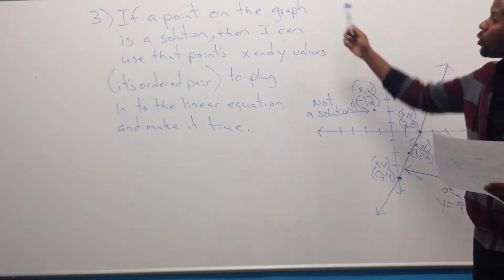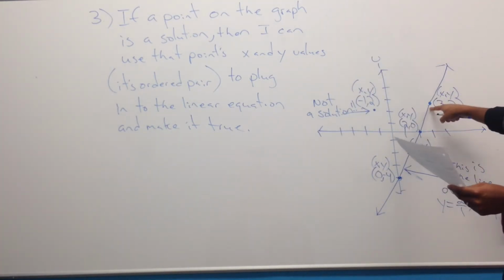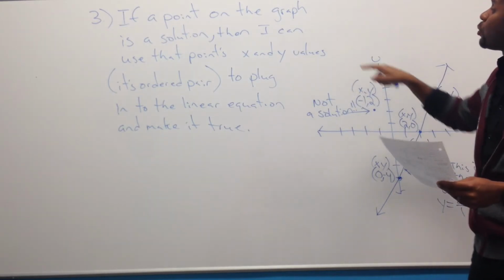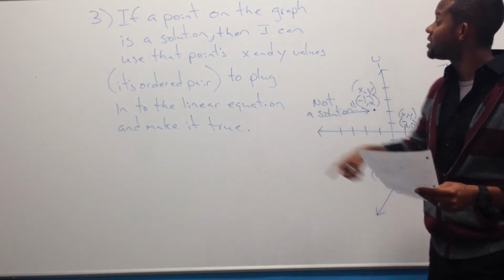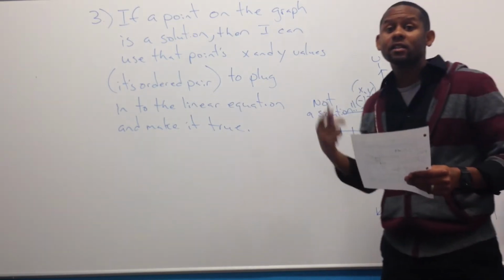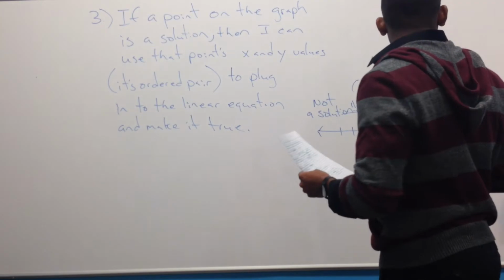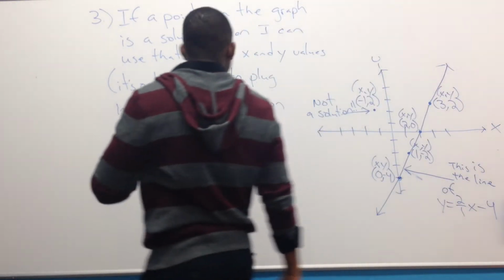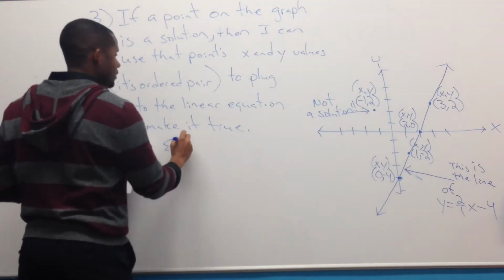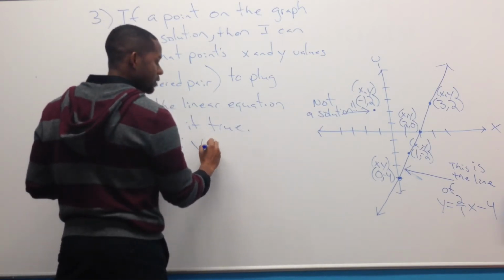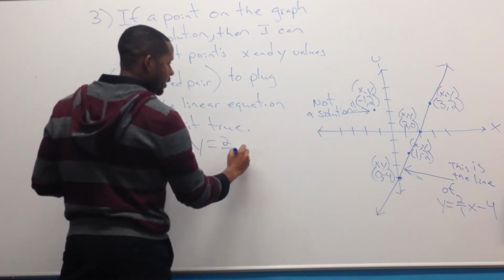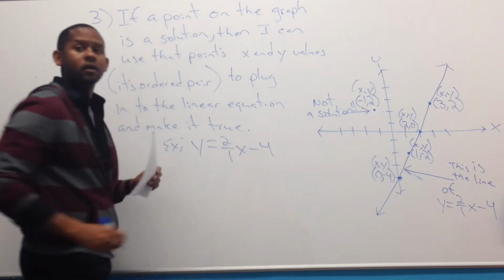So if I have a point on the graph and it is a solution, like this point, 3, 2, right here, then that means I can use that point's x and y values, its ordered pair, 3, 2, to plug into the linear equation and make it true. Alright? So, an example of this. The linear equation for that line says y equals 2 over 1x minus 4. Correct?